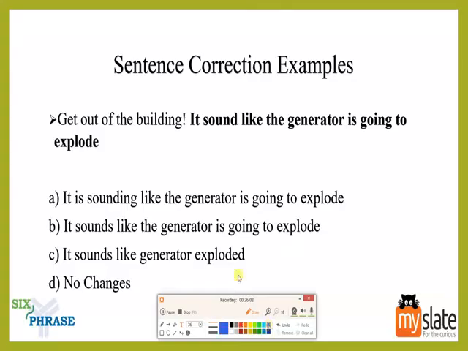Okay, right. So here they have highlighted it, that is, it sounds like the generator is going to explode. Fine. What tense is this? First of all, we'll have to find out the tense. This tense is: get out of the building. Someone is telling it to you, right? When someone is telling it to you directly, it is in the present. We are able to identify that. So that is the major tense.